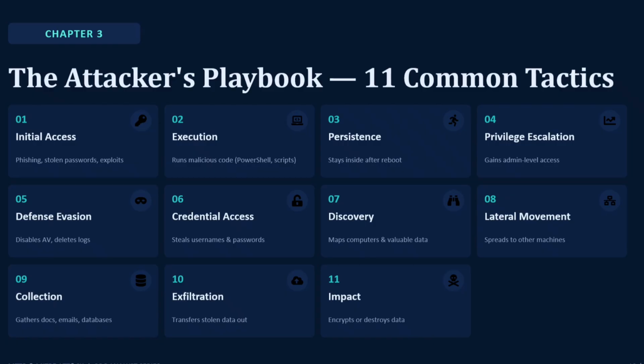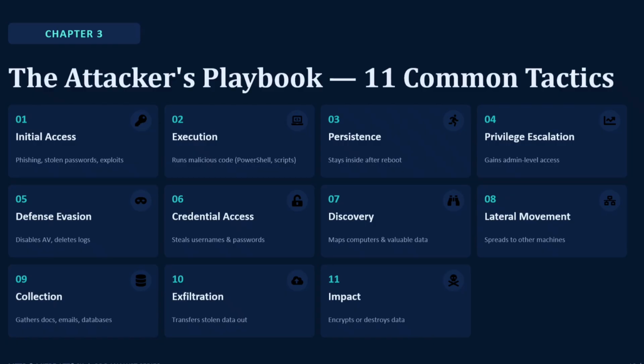Some common MITRE ATT&CK tactics. Let's look at a few important ones. Number 1. Initial access. This is how the attacker first enters the environment. For example, phishing email, exploiting software vulnerabilities, stolen password. Number 2. Execution. After entering, the hacker runs malicious code. They may use PowerShell, scripts or executable files. Number 3. Persistence. The attacker wants to stay inside the system even after a reboot. They create scheduled tasks, startup programs or malicious services.